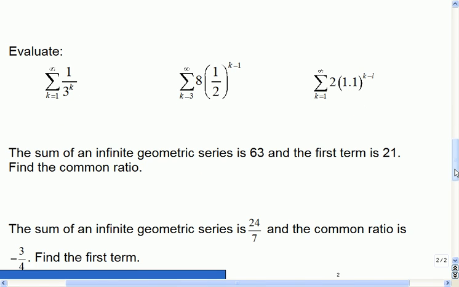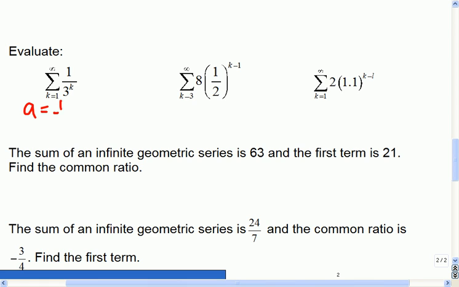Okay, so when we do the sigma notation, remember there's 3 questions you have to be able to answer. How many terms are there? What's the first term? And what's the common ratio? Now the nice thing with infinity is there's going to be an infinite number of terms. You don't need to answer that question. But we still need to figure out, for example, what's the first term?